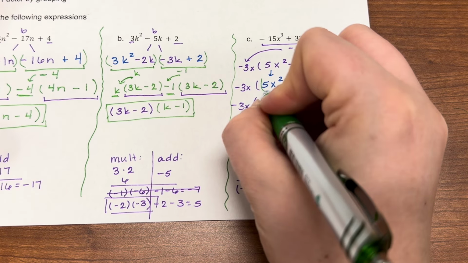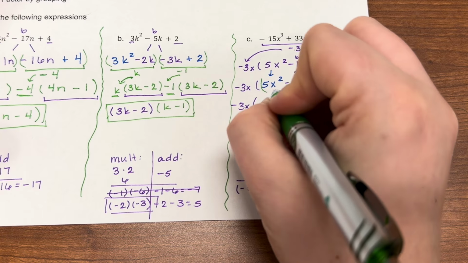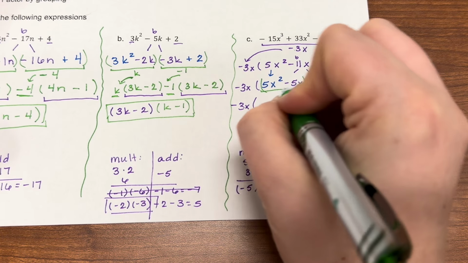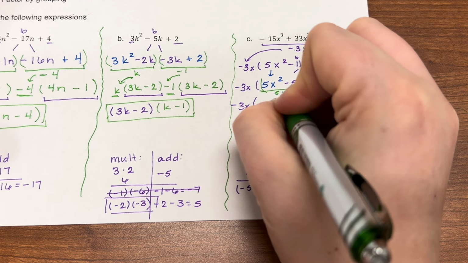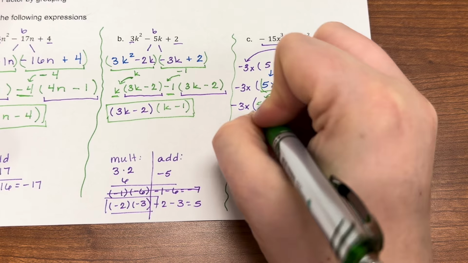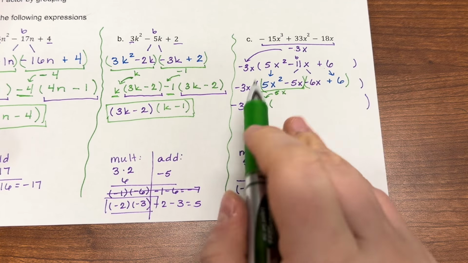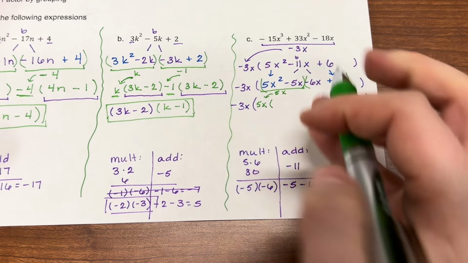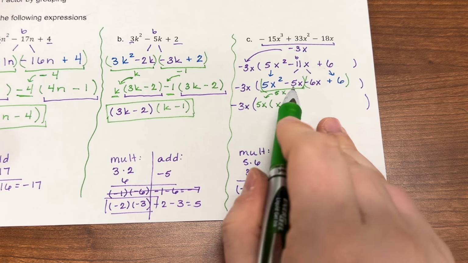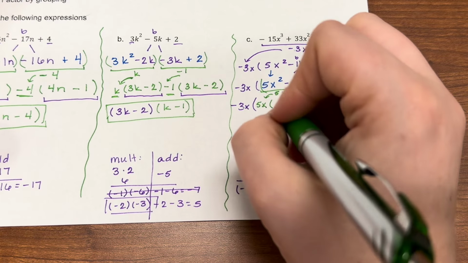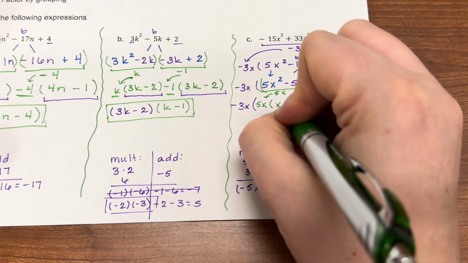When we're looking at this 5x squared minus 5x, we can pull out a 5x. And what will be left behind with 5x squared divided by 5x is just x. Minus 5x divided by 5x is just minus 1.